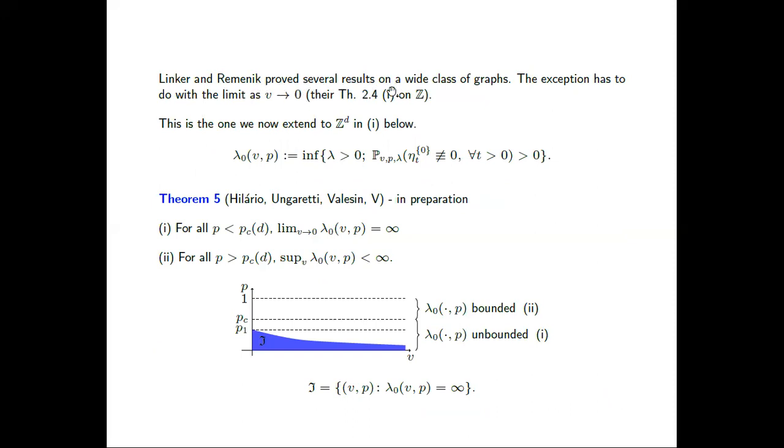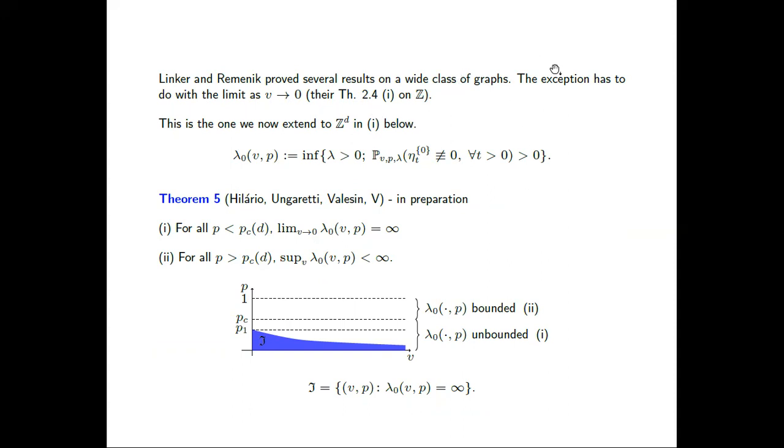they proved several results which worked for a wide class of graphs. One exception was what happens as v tends to 0. So let us call lambda critical, in this case, lambda 0. That's the critical value in this situation: while you have your v or your p fixed, the infimum of the lambda such that you do have a positive probability of survival. Of course, here it is monotone in lambda too.